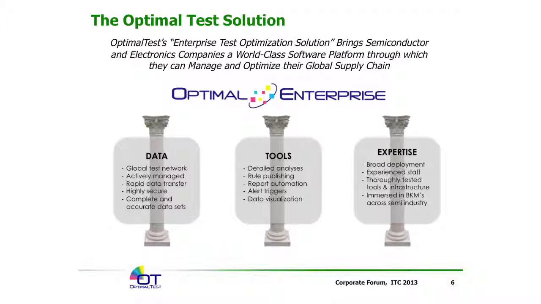So what does OptimalTest bring to the table when we're talking about quality and reliability overall? First of all, there really are 3 pillars. The first pillar is the pillar of data. We have the tools and the capability and the infrastructure to be able to bring the data in from the subcons or from your test houses.